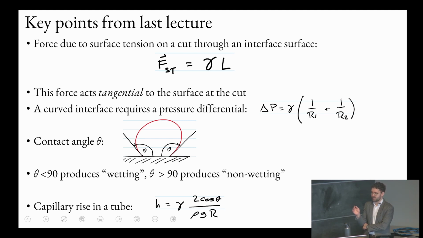That wetting, non-wetting behavior leads to capillary rise in a tube. You can compute the capillary rise using that equation there for h. We derive that equation by basically balancing the vertical component of that surface tension force at the tube interface with the weight of a certain column of fluid. So that's the reminder of all that we covered last lecture.